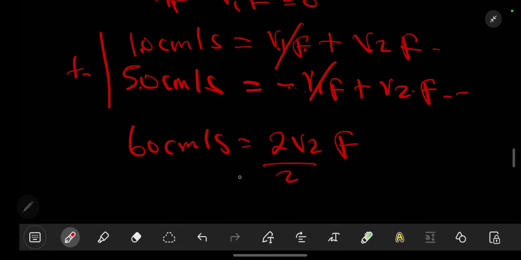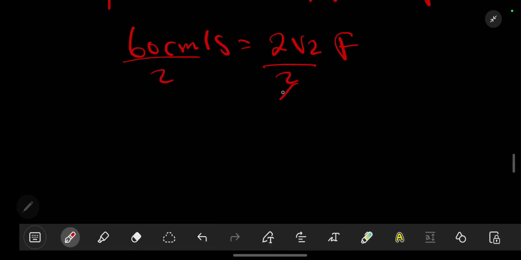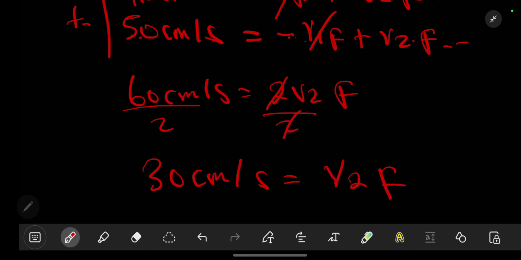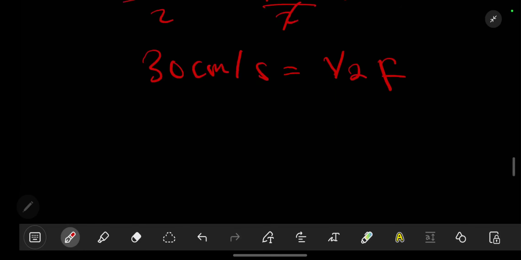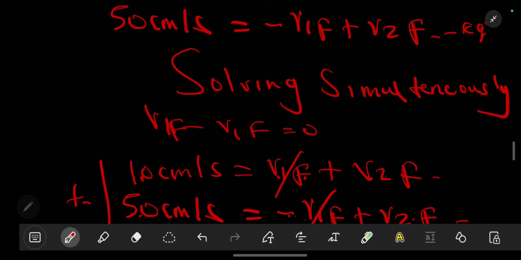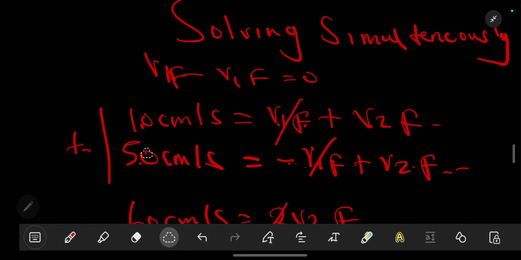When we divide by 2, we are going to have V2. 60 divided by 2 will be 30 centimeters per second, which is equal to V2 final. So we have found our V2. Now to find V1, just use either of the two equations. You can take this or this, it will still give the same answer. So let's take this equation.